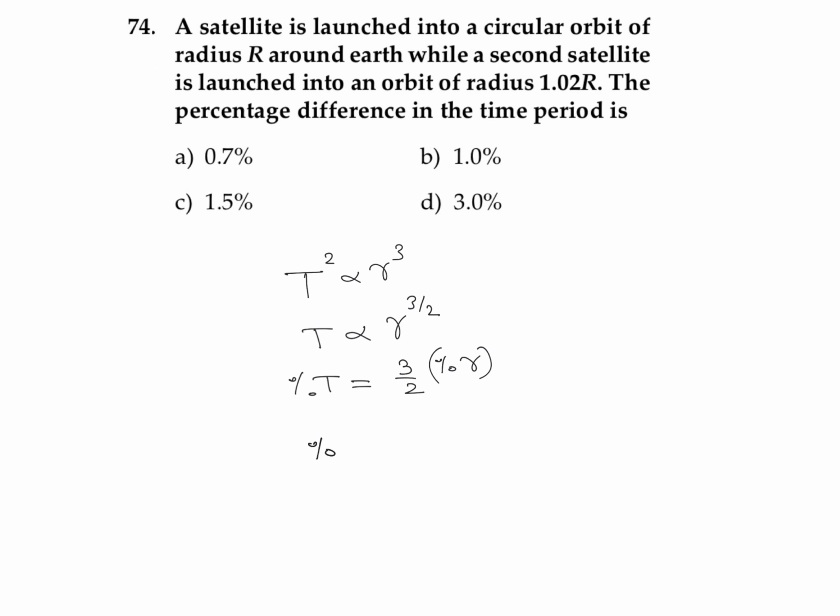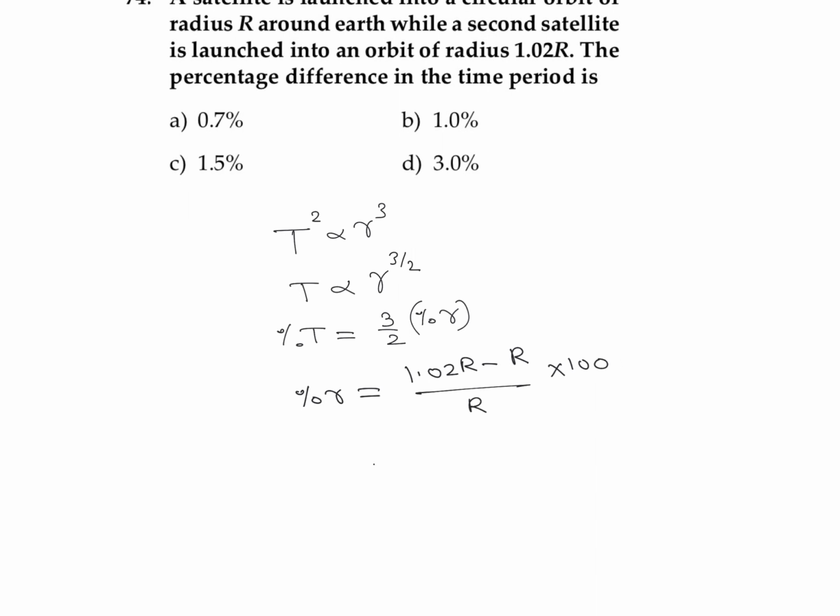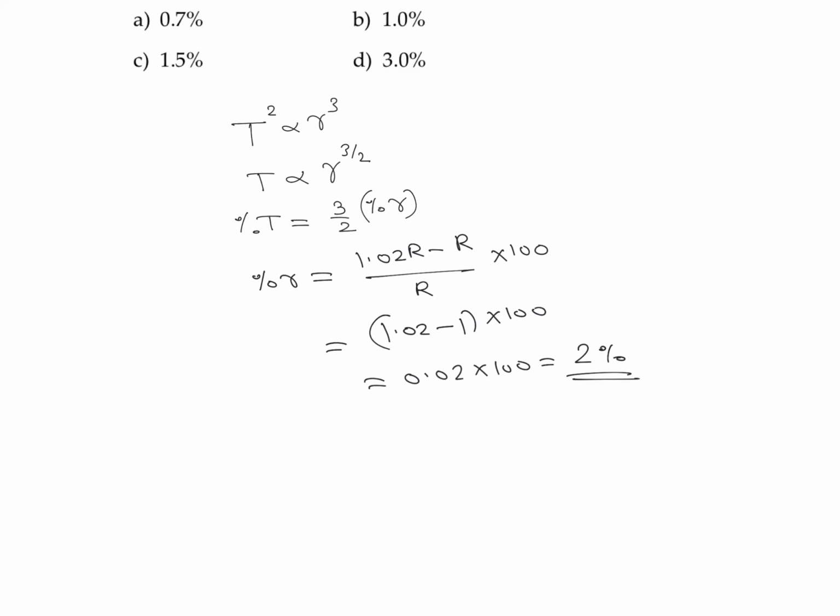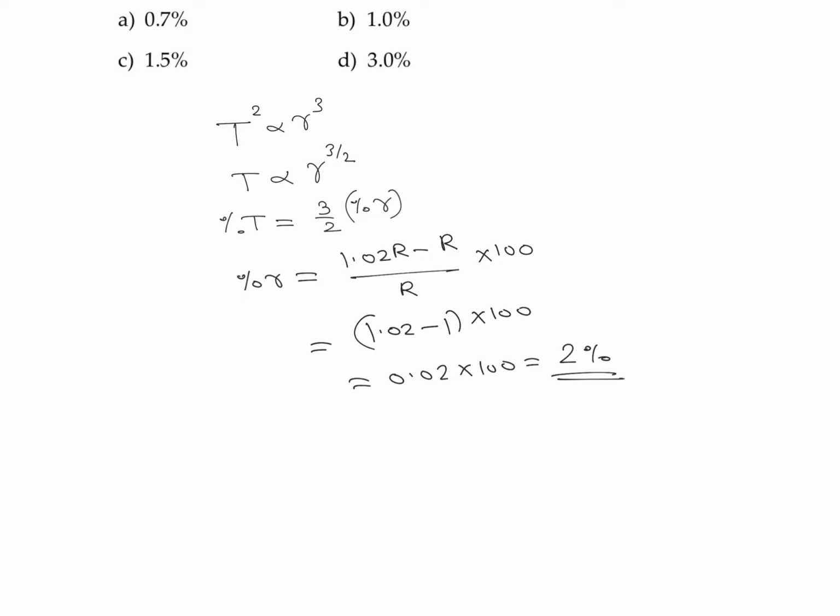So percentage change in radius is equal to nothing but final radius, that is 1.02 r, minus initial radius, which is r, divided by initial radius, which is r, into 100. So we can cancel this r. So it's going to be (1.02 minus 1) into 100, which is equal to 0.02 into 100, which is equal to nothing but 2%.